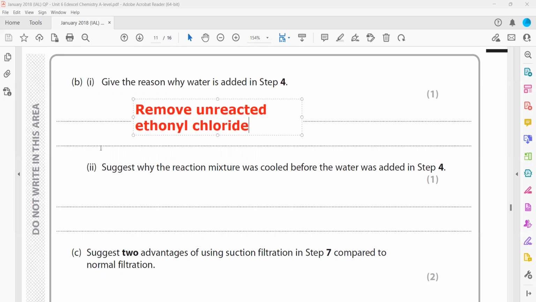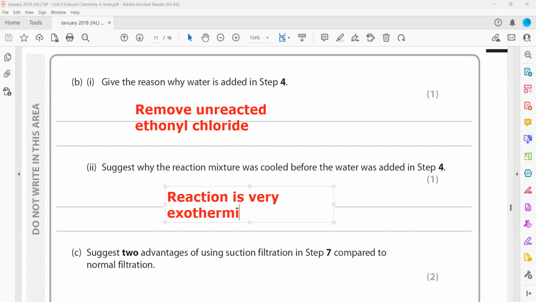That is why the reaction mixture was cooled before the water was added in step 4. Usually, when reactions are highly exothermic, we tend to cool down the mixture. So why was the reaction cooled down before the water was added? Because the reaction is very exothermic. So when the reaction is very exothermic, we always cool down the mixture.